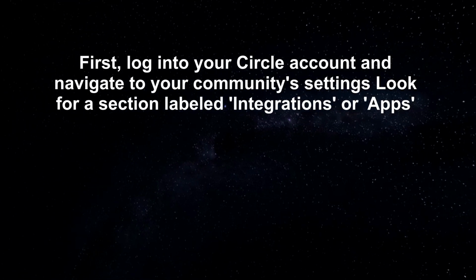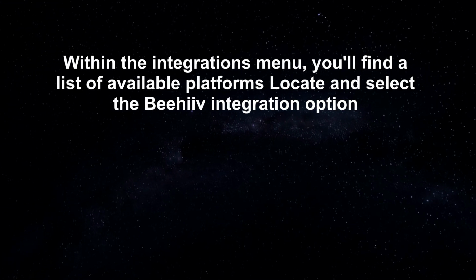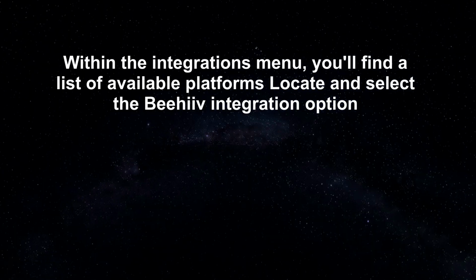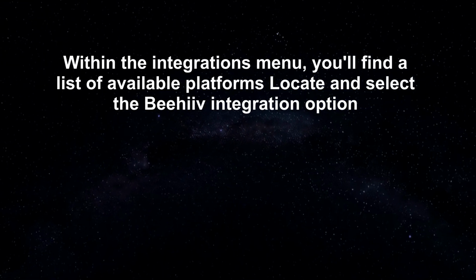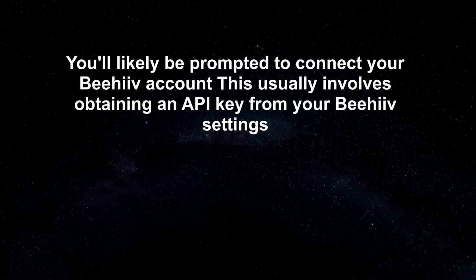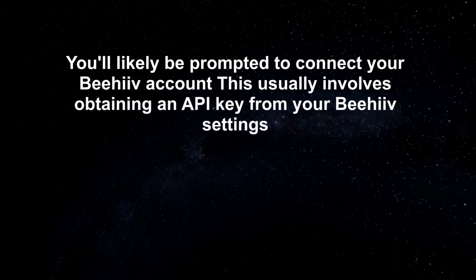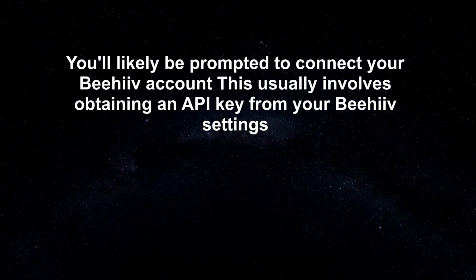Look for a section labeled Integrations or Apps. Within the Integrations menu, you'll find a list of available platforms. Locate and select the Beehiiv integration option. You'll likely be prompted to connect your Beehiiv account. This usually involves obtaining an API key from your Beehiiv settings.